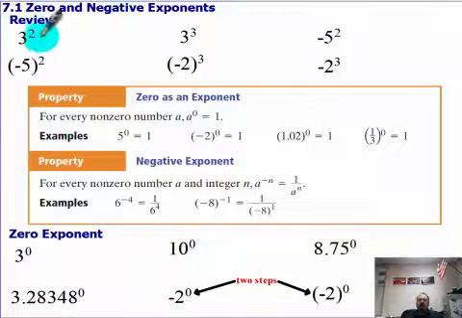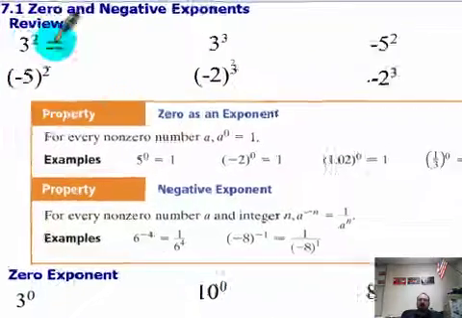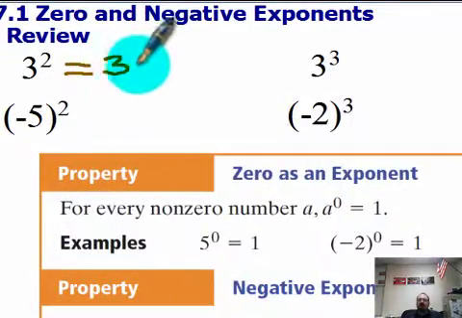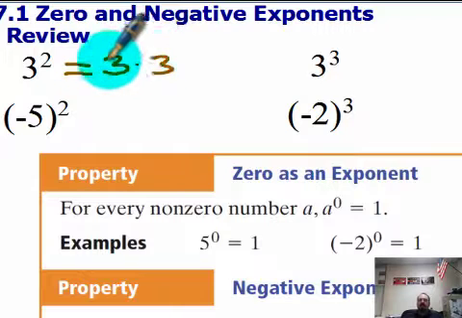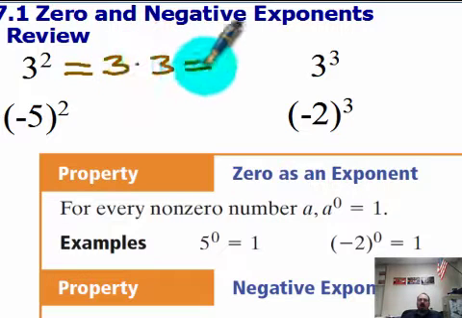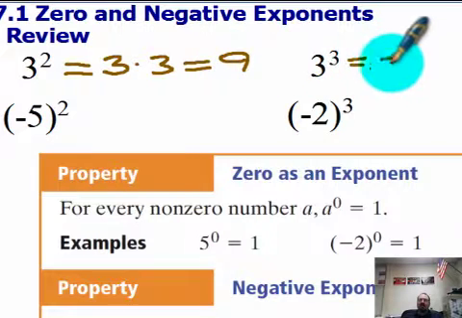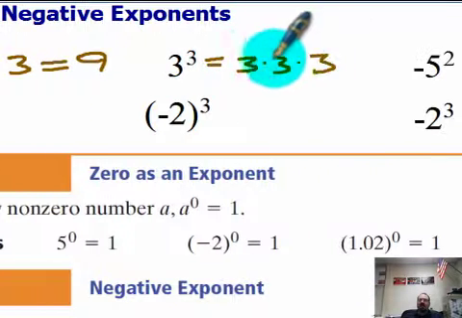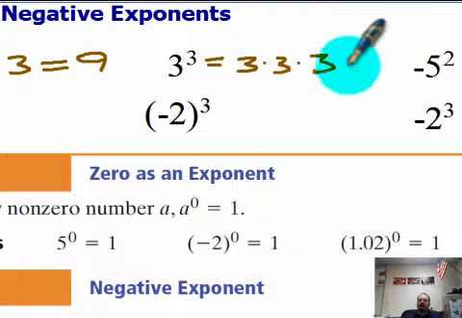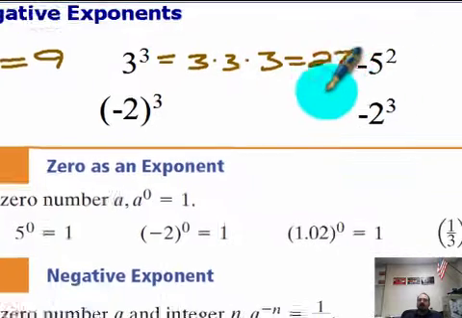Okay, now we've already talked about exponents before, and just to remind you, if I have 3 with a 2 above there, that is 3 squared. It means 3 should be multiplied and show up twice. So I get 3 times 3 or 9. And 3 cubed means that 3 should appear 3 times and be multiplied. So 3 times 3 times 3 is 27.